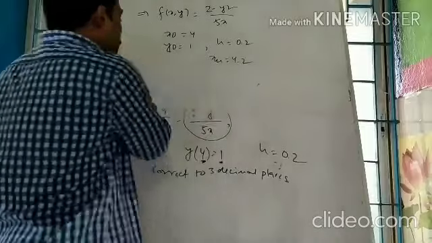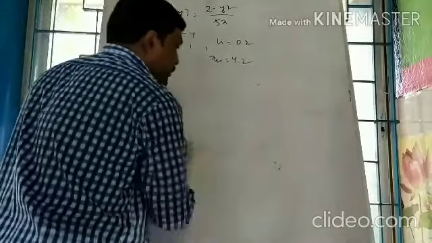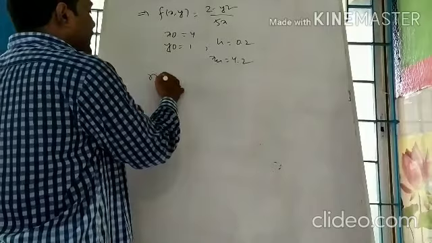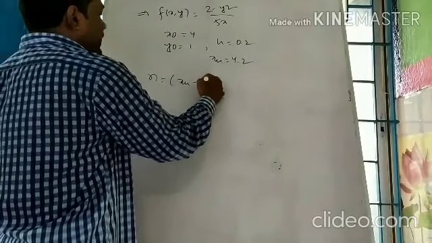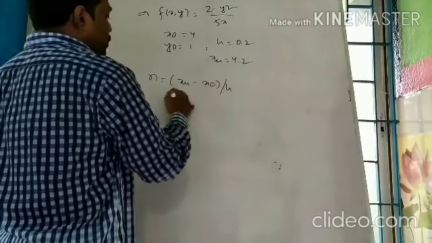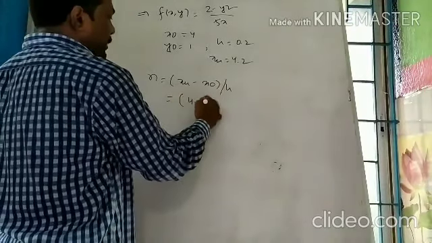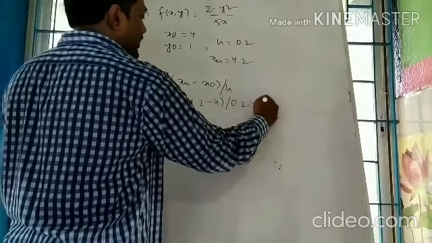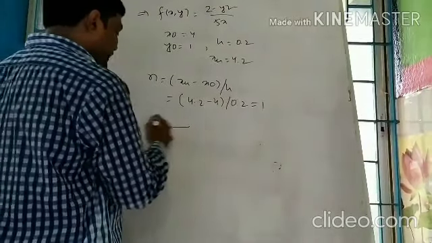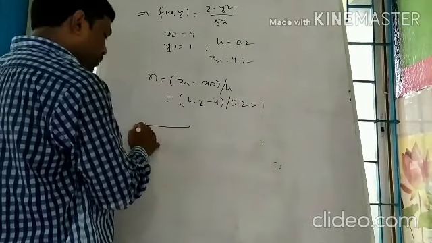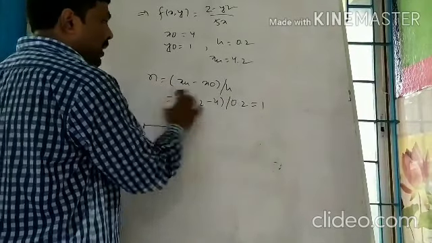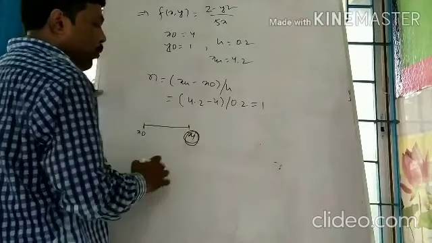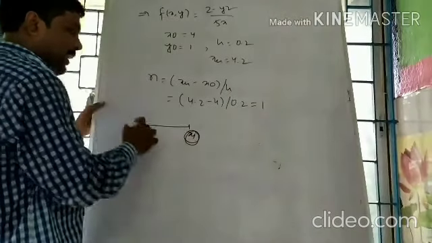Okay? So, first calculate n. n is xn minus x0 by h. So it is 4.2 minus x0, which is 4, by h, which is 0.2. So it is 1. xn is x1, so n equals 1. So we have to calculate y at the point x1, and the number of subintervals is 1.